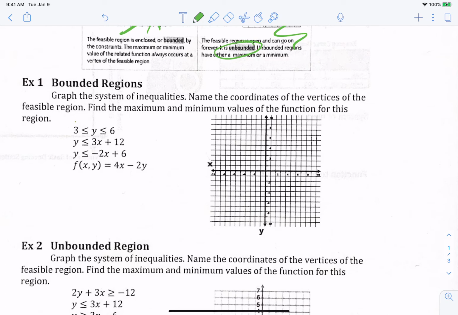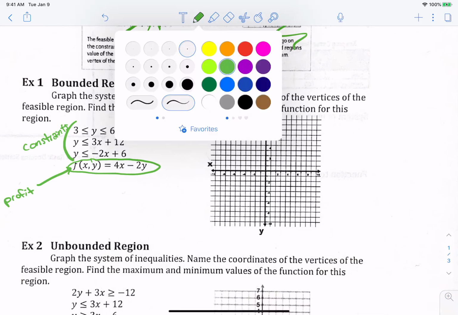Example 1, they give us these 3 equations that are constraints. These are my 3 constraints. And then this is like my profit equation. Okay? This is like my equation for profit. Okay? That f of xy. We're going to deal with him last. So kind of just sit tight and hold on to him for just a little bit. We're not going to use him right away. We're going to graph the other 3 things first.